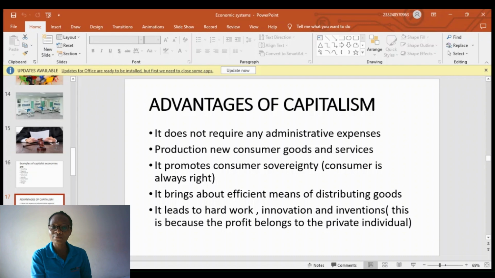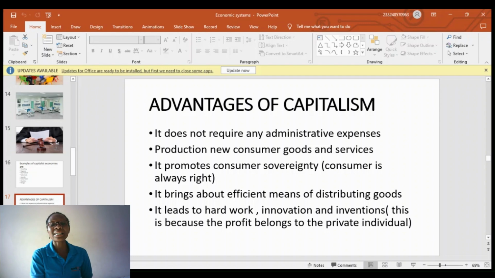Because that is someone's money and someone needs profit out of that. As I said, their main motive is to do what? Is to make profit. Aside that, this economic system encourages hard work. It opens up for innovations and inventions, so that you see that people are competing against each other. So what people actually do is to work hard. Once you work hard, you are rewarded with a lot of profits that you could enjoy.